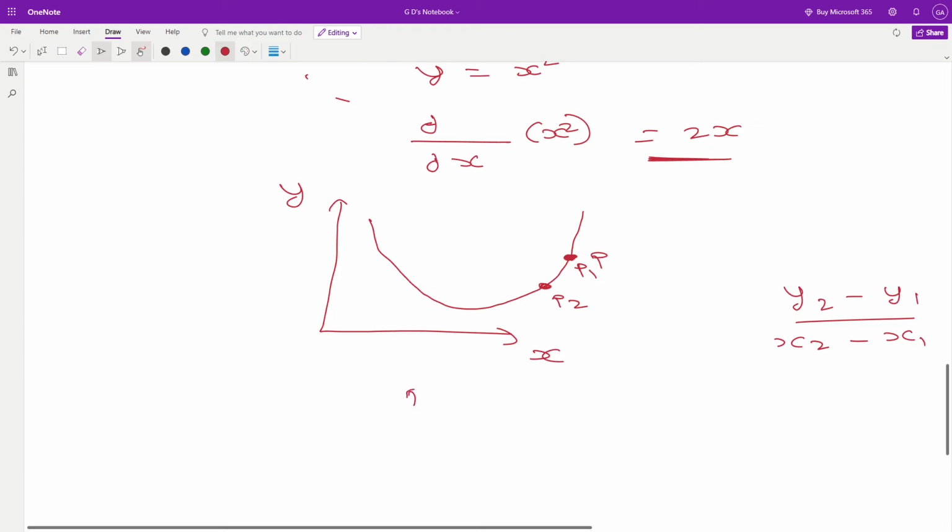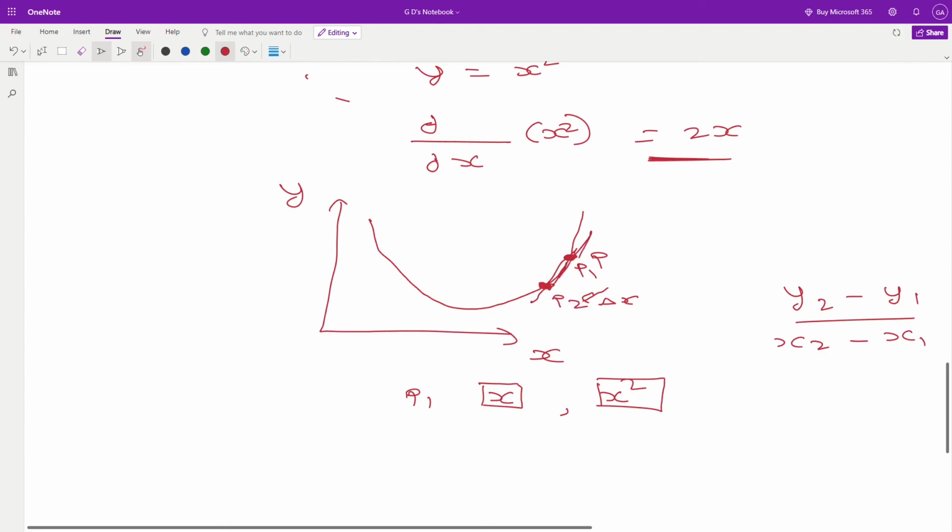Now, your P1 at this particular point would be what? If it is x, then what would be your y value? Obviously x square, because we know the equation of this particular curve is nothing but x square. So if x is the x value, then y would be x square. These are my 2 points. Then at point 2, you're changing your x value by delta x. And this is your line approximation, let's assume. This is your tangent line approximation.